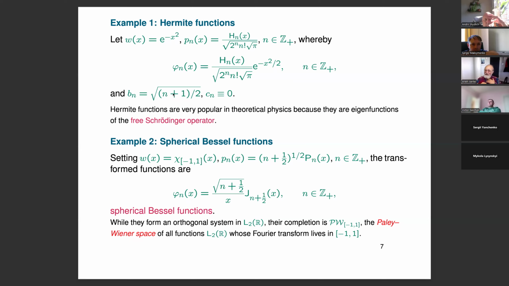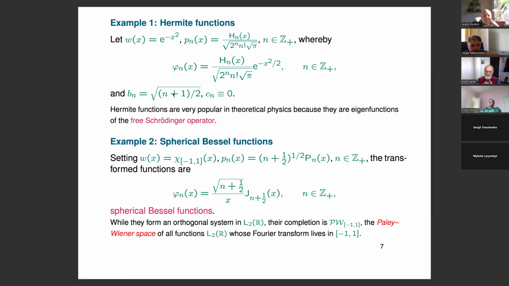And they have many other wonderful features. Second example is spherical Bessel functions. So let us start with the most famous inner product. So W(x) lives on the interval minus 1, 1, and there it simply equals 1.